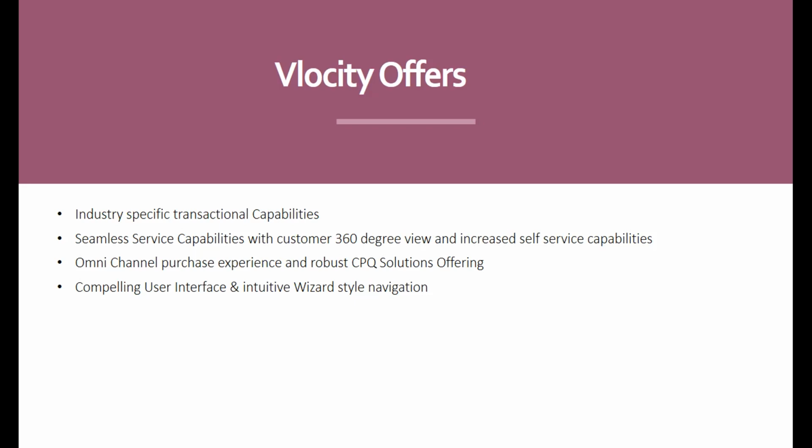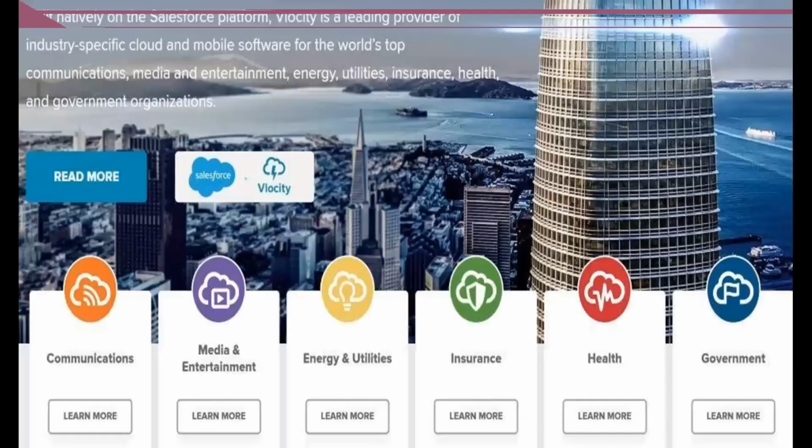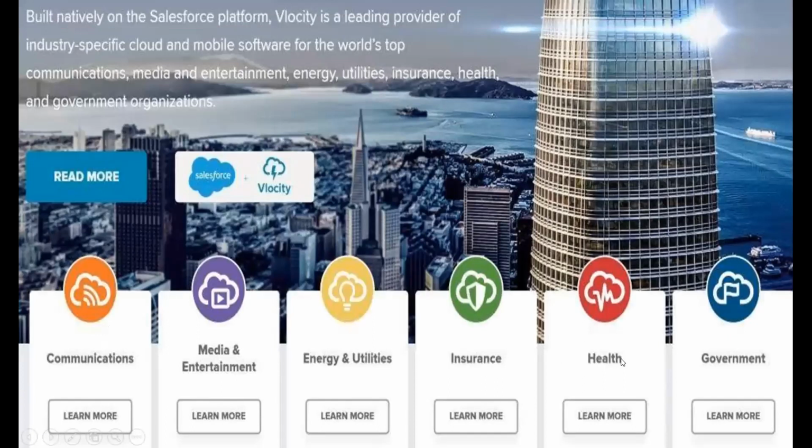So the next are the areas where Velocity is being used. Velocity is serving in all these different domains like communications, media and entertainment, energy and utilities, insurance, health, and the government domain. So today, as a part of the demo, we'll be focusing more on the communications part.